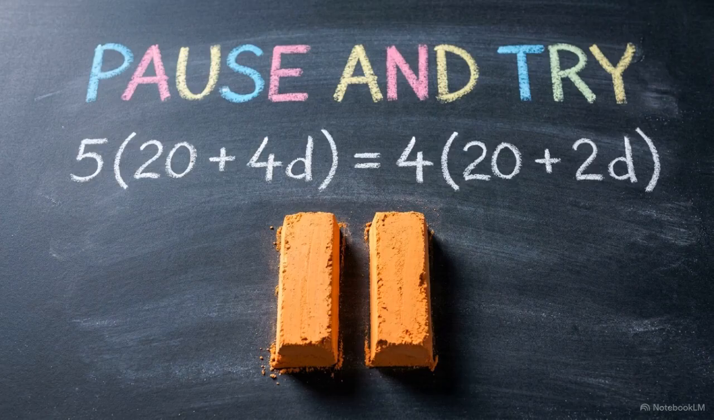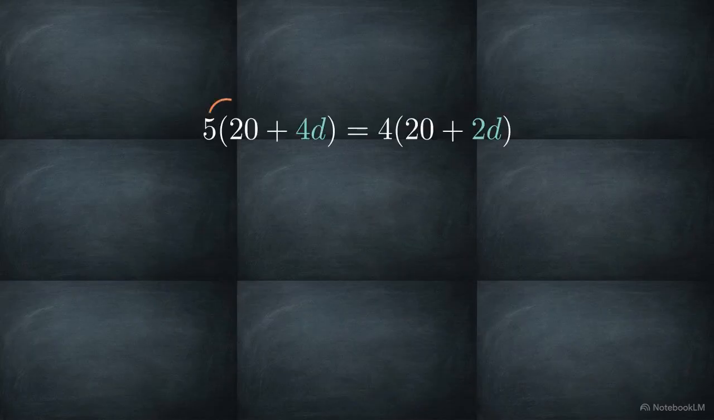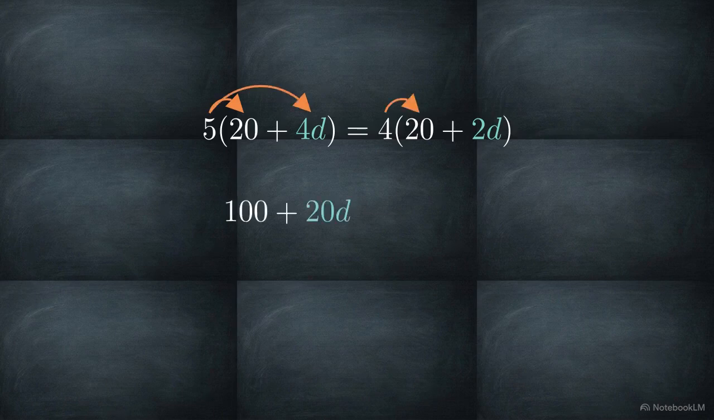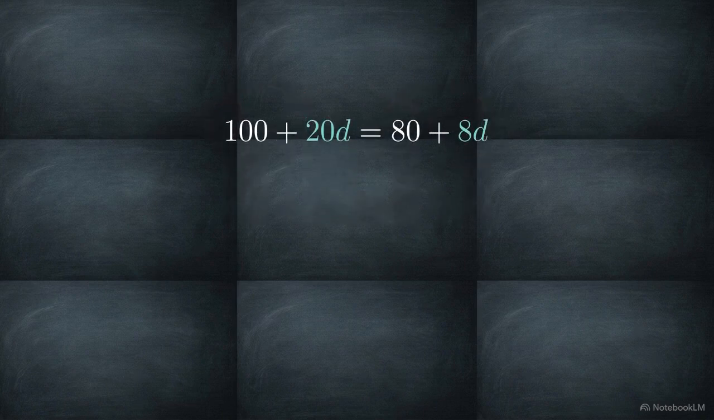I'd like you to try the next step. Pause the video here, expand the brackets, and see if you can isolate the d terms. Let's check your work. 5 times 20 is 100, and 5 times 4d is 20d. On the right, 4 times 20 is 80, and 4 times 2d is 8d. Clearing the fraction early helps prevent calculation errors as the algebra progresses.